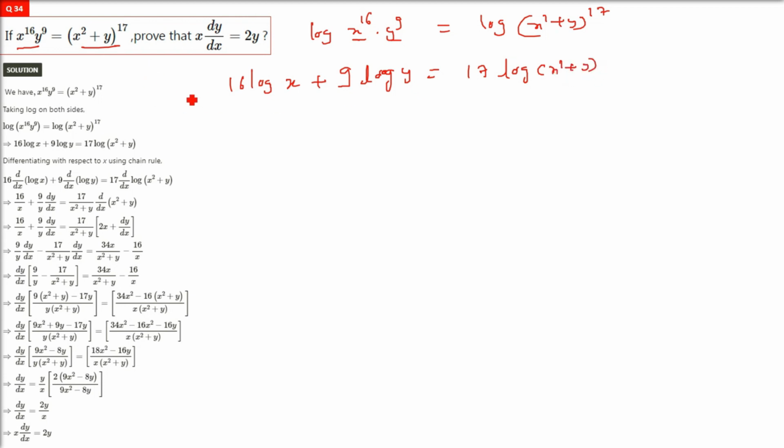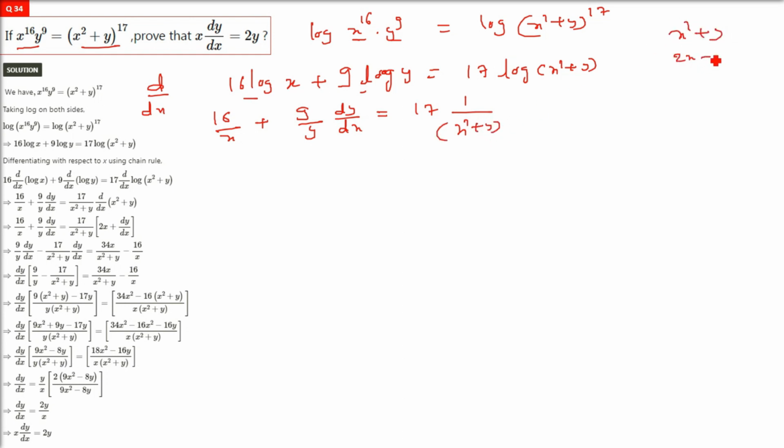Okay. Now we have to differentiate each and every term here. Dy by dx I am doing for every term. 16 log x is 1 by x plus 9 log y is 1 by y dy by dx. Also equal to, because we are differentiating with respect to x, 17 log, so it will be 1 by x square plus y, and differentiation of x square plus y will be 2x plus dy by dx. So you have 2x plus dy by dx.